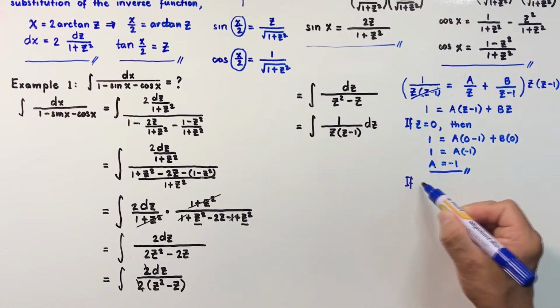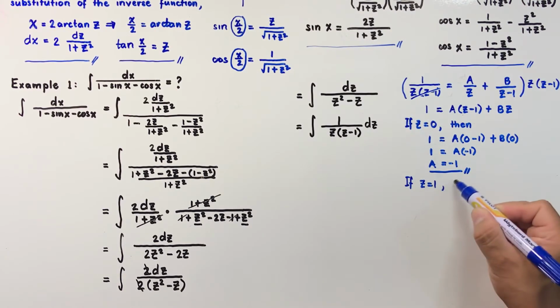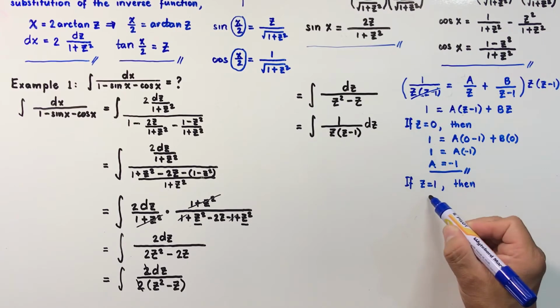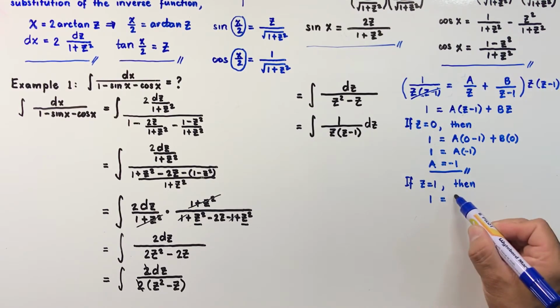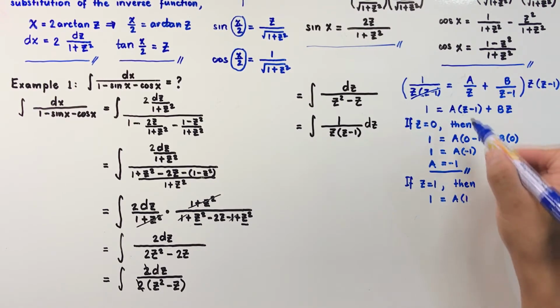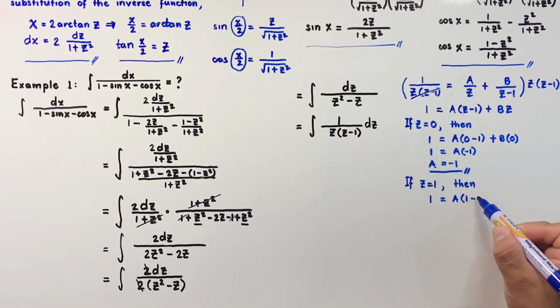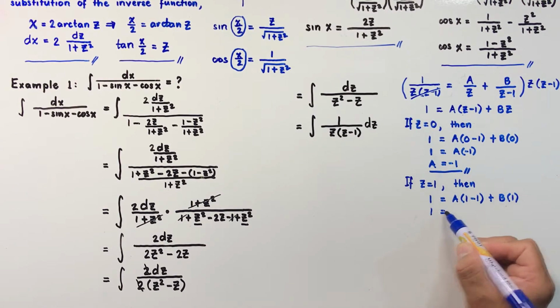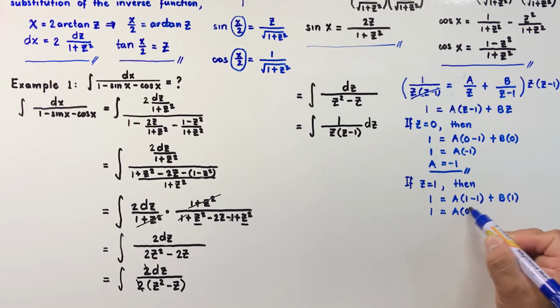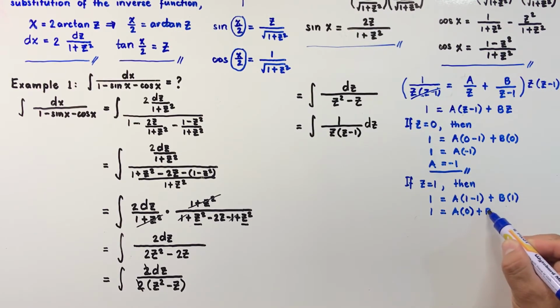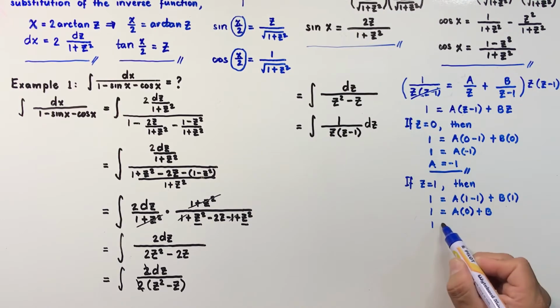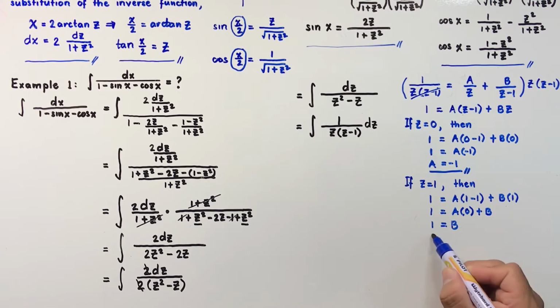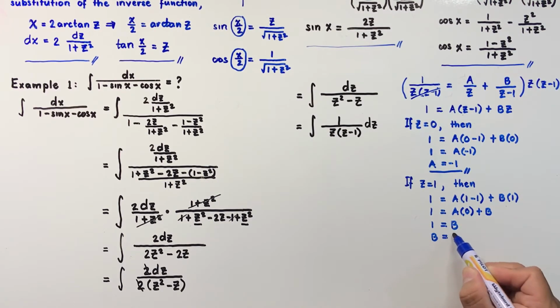So if your z is equal to 1, then the equation becomes 1, which is equal to a times 1 minus 1 plus b times 1. Now here, our a is multiplied by 0, and this is equal to b. Hence, 1 is just equal to b. Therefore, we have the value of b now, which is equal to 1.